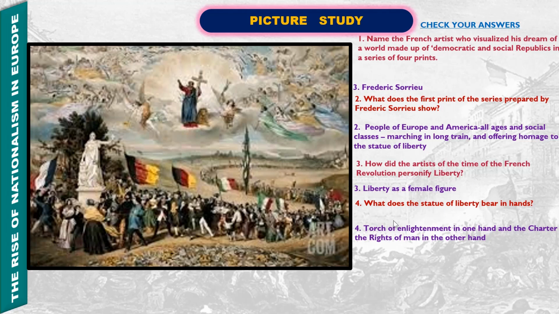What does the Statue of Liberty bear in her hands? The Statue of Liberty bears in her hands the torch of enlightenment in one hand and the Charter of the Rights of Man in the other hand. Name two countries which were already nation states when Sorrieu realized his first print of the series. The United States and Switzerland.